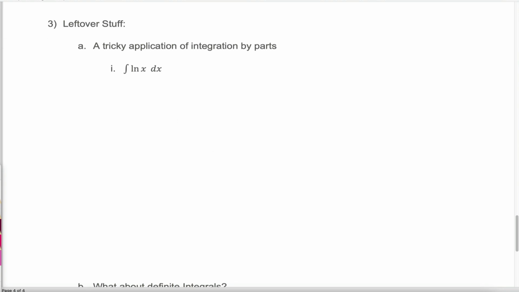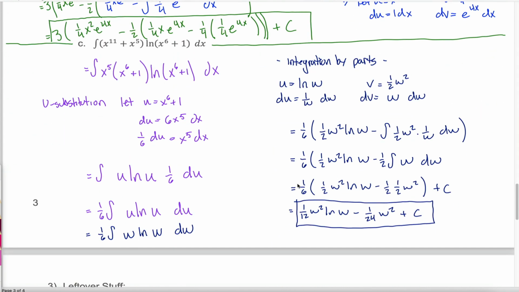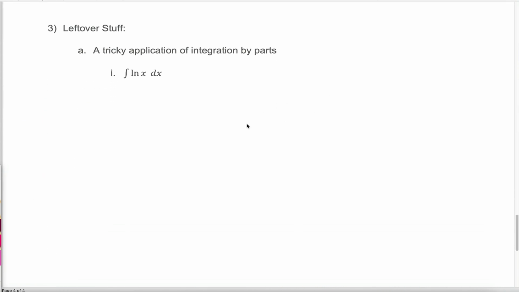First thing I want to show you is what I call a tricky application of integration by parts. It's not nearly as hard or cumbersome as some of these examples we've done before, but it's one where you wouldn't think you'd use integration by parts, so I want to do it for you. It comes into play when you're taking the antiderivative of the natural log of x.